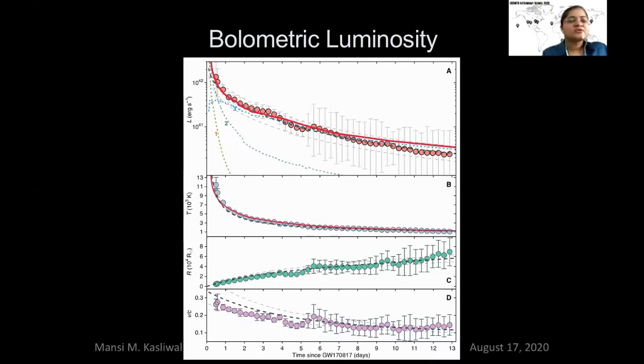And when you do that, you realize that this transient is just exceptionally red. Nothing has reddened like this transient before. And this reddening is a very important clue to heavy element production. So let me explain why.